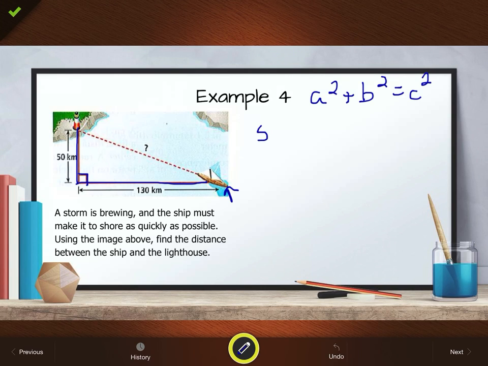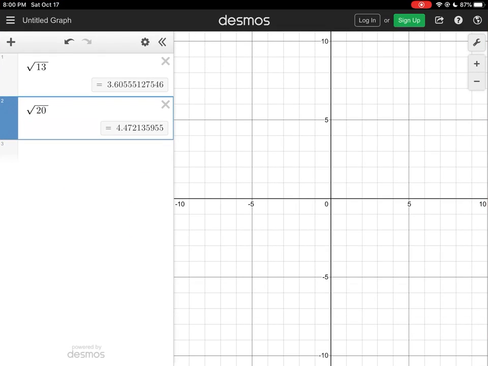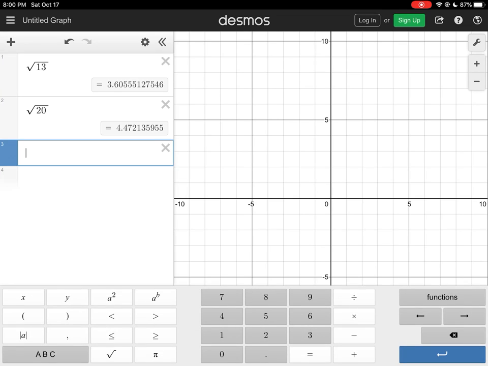So I'm going to say leg squared. And again, I could have started with the 130 if I wanted to, plus my other leg squared equals, I don't know, c squared. That actually represents how far it is between the ship and the lighthouse. So then again, please Desmos, okay, math mistakes should not be an issue at this point. So we're going to do 50 squared plus 130 squared, because I never want to try to calculate that in my brain.